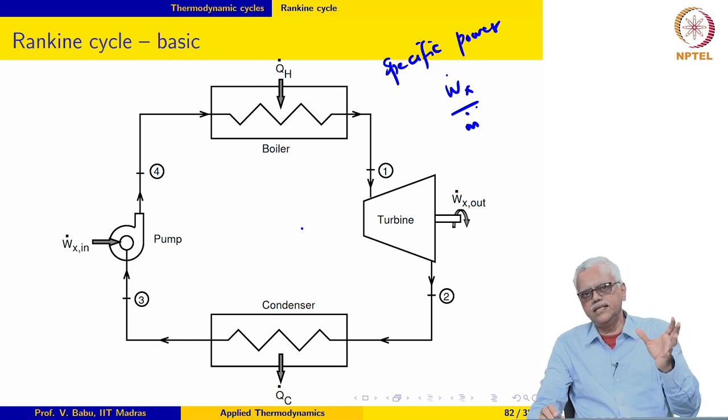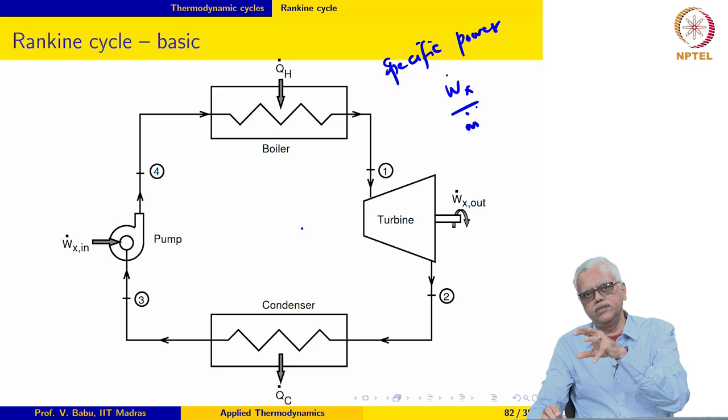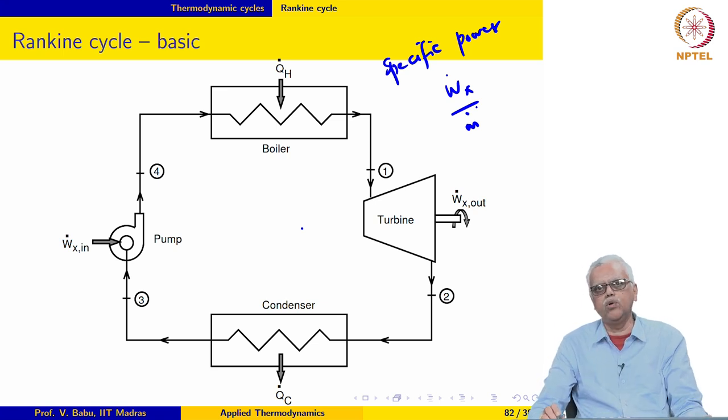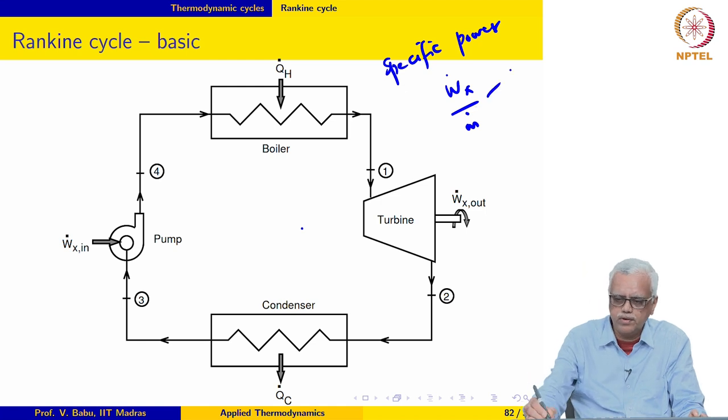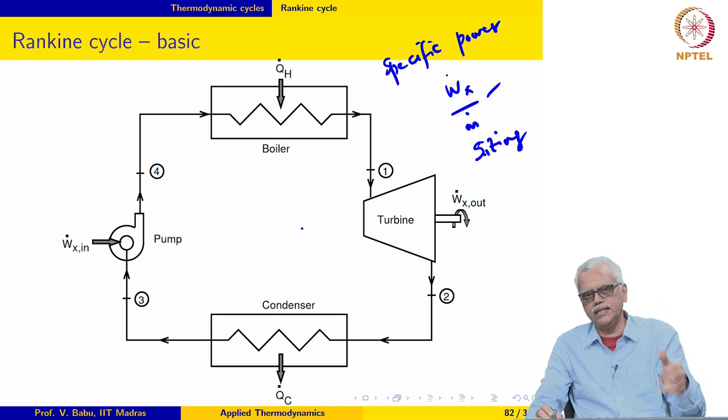For instance, let us say we have two designs and both produce the same power, but one requires, let us say, two times the mass flow rate of the other. Okay. So, which means that the size of the equipment should also be bigger in the latter case to handle twice the amount of mass flow rate. Okay. So, specific power is very important when it comes to sizing of the power plant. So, we will look at that metric.